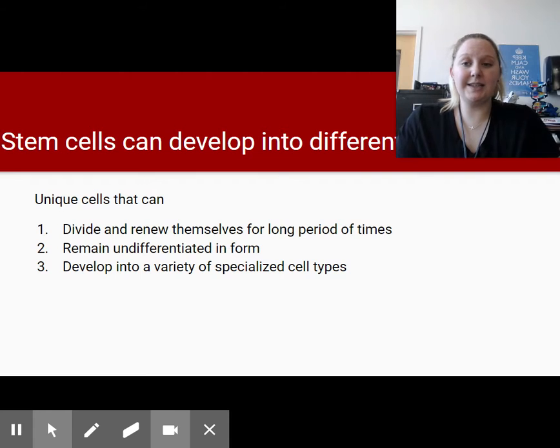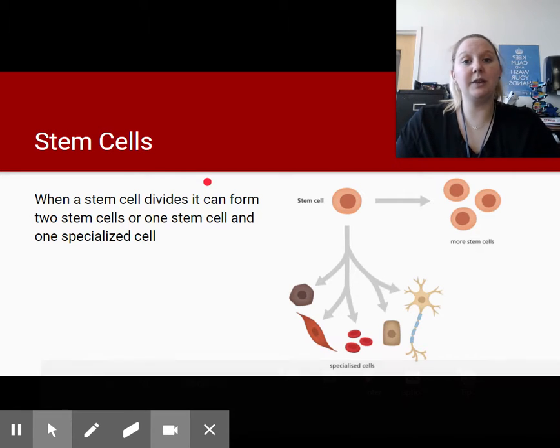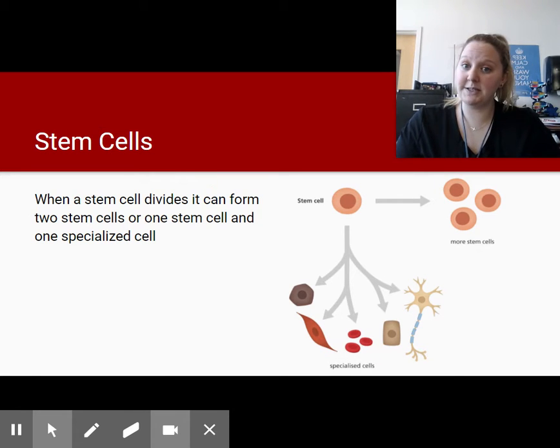These are unique cells that can divide and renew themselves for long periods of time and remain undifferentiated, which means that all of the DNA is turned off. They only have the control mechanism for division, and they can develop into a variety of specialized cells. When a stem cell divides, it has the ability for two things to happen. It becomes two new stem cells, or it becomes a differentiated cell.